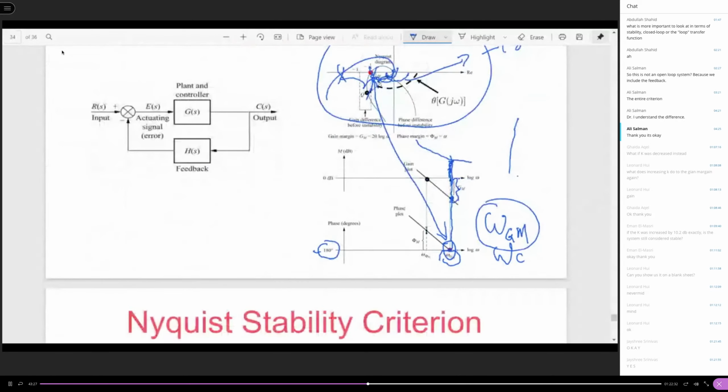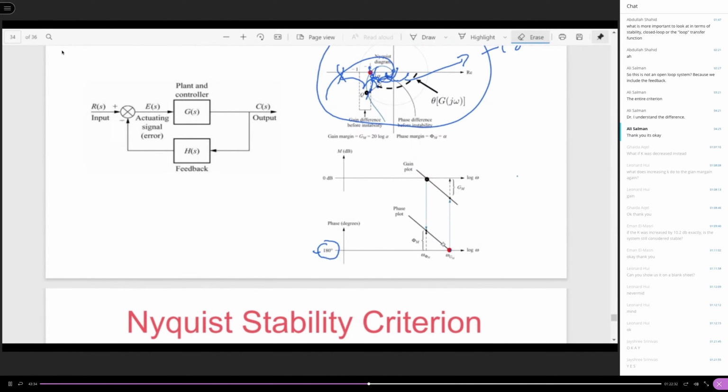So you can easily identify that from the Bode plot. Very easy to identify. You just need to find this crossover point with the minus 180 degrees, and then see whether the corresponding magnitude is below the 0 dB or above the 0 dB. If it is below the 0 dB, you have a positive gain margin. If it is above the 0 dB, you have a negative gain margin. The system is not stable.